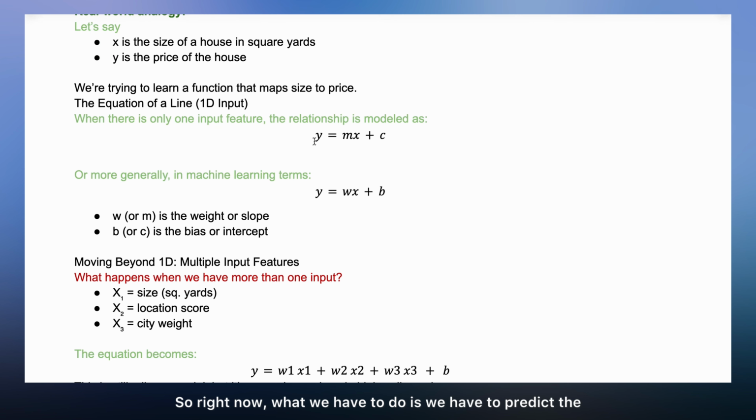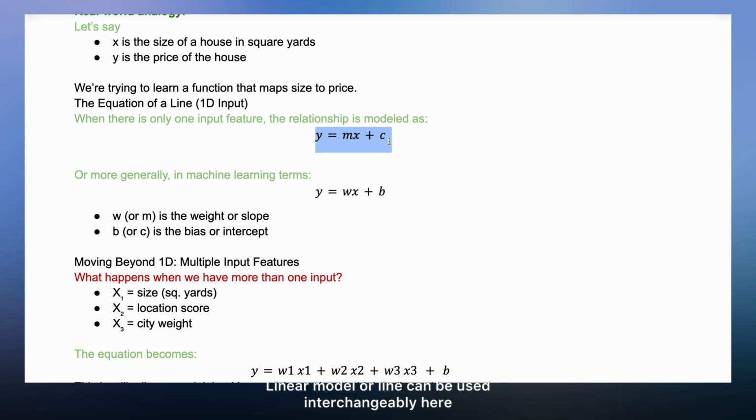So right now what we have to do is model it as a linear model or as a line, right? Linear model or line can be used interchangeably here, because we might say intuitively that we're trying to fit a line, right? But all in all, what we're trying to do is fit a linear model. Now, luckily, that linear model can be represented as a line in 2D space.